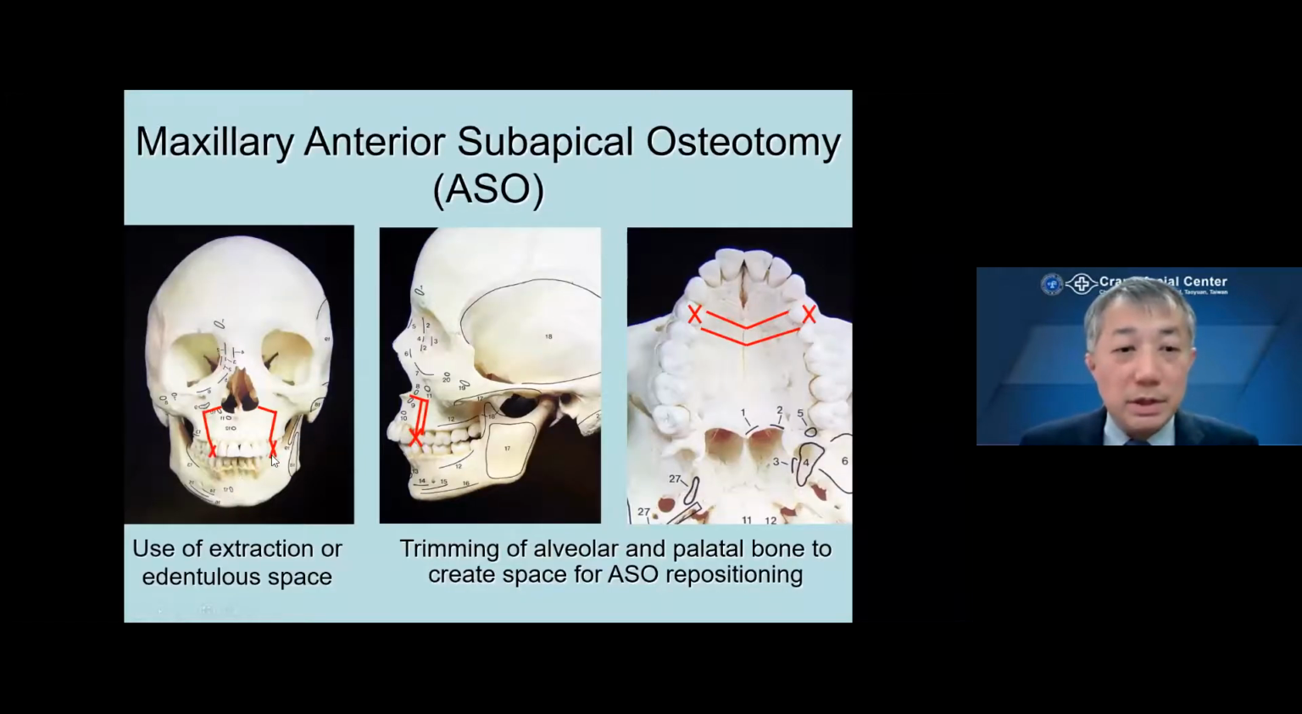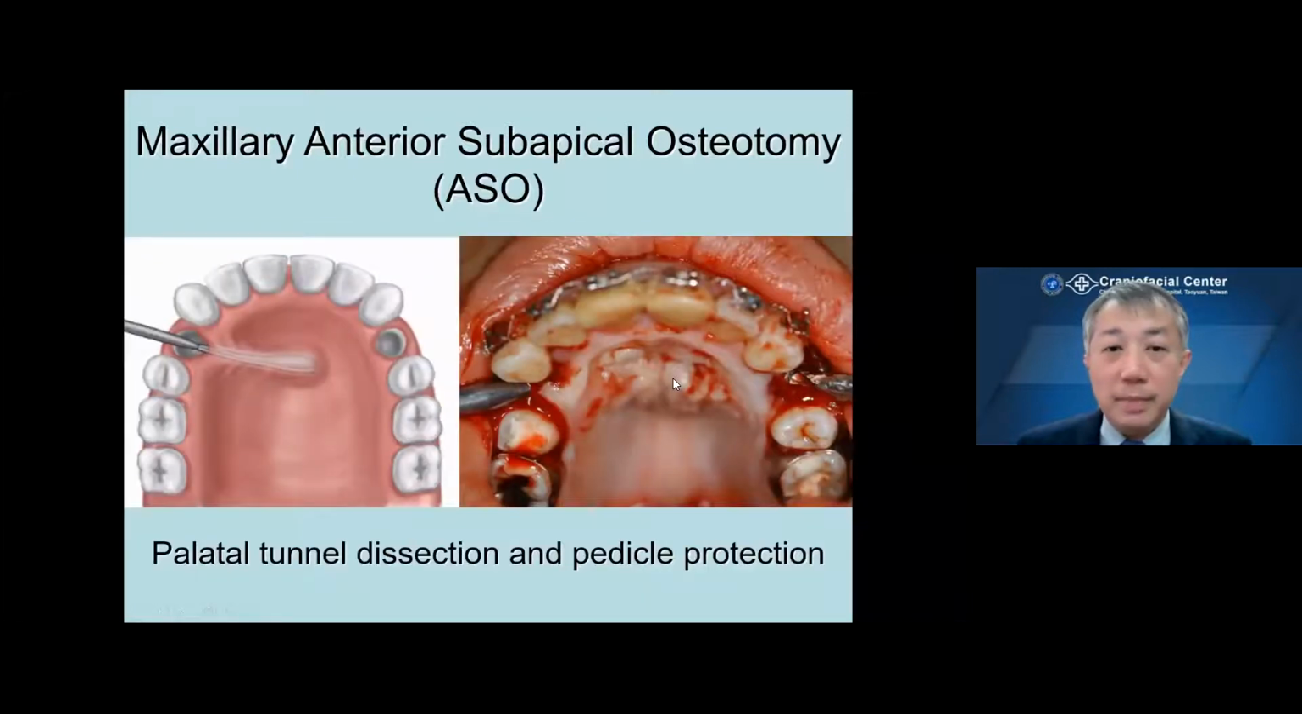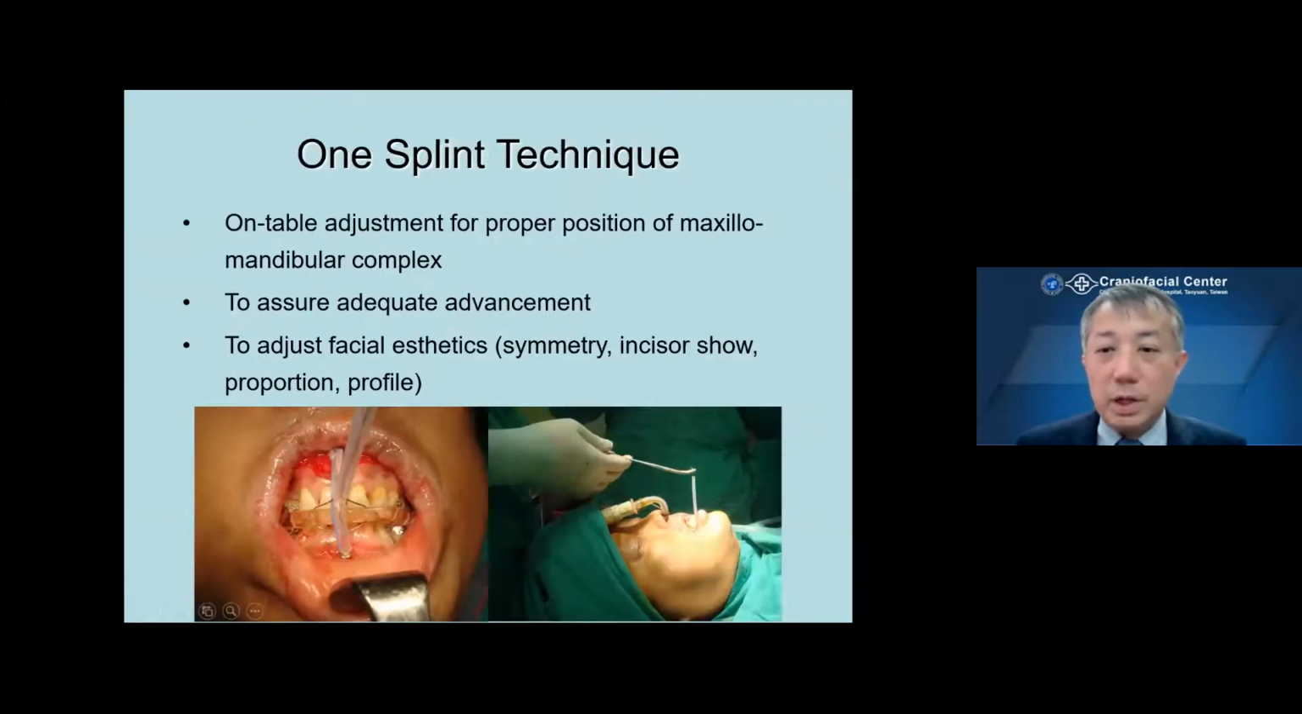And sometimes the segmental design is necessary, so we can have more advancement over the posterior segment of the maxilla. So the soft tissue protection during the surgery can facilitate the blood supply of the anterior segment. And during the surgery, we do use the single splint technique to try to move both jaws forward maximally.